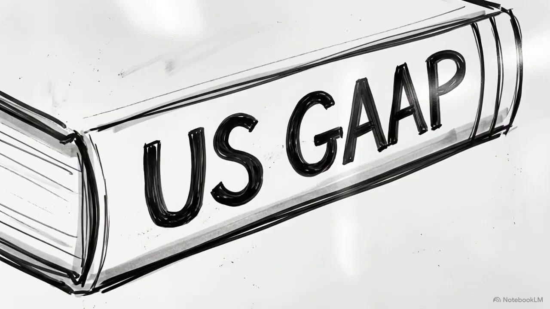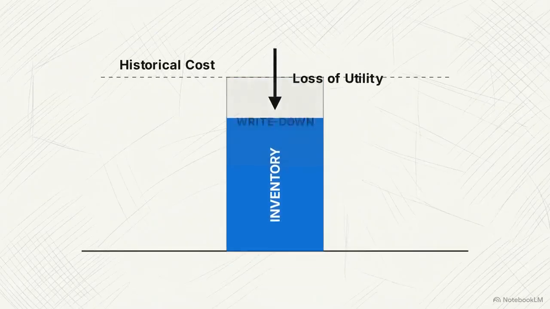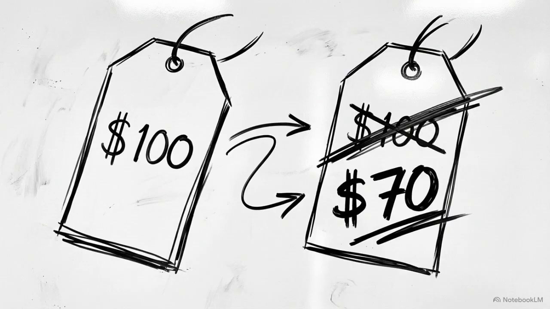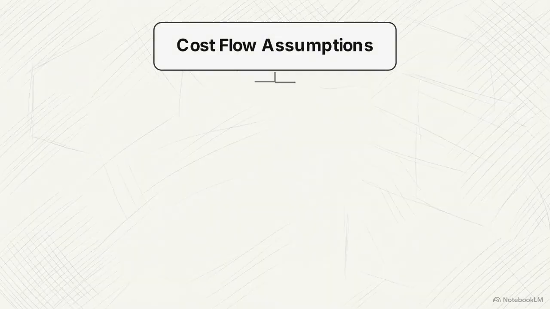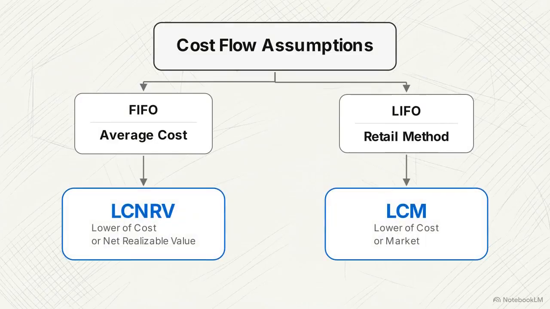GAAP requires intervention. When the utility of an inventory item drops, the company must mathematically write down the asset's value below its original historical cost. GAAP treats historical cost as an initial measurement, requiring subsequent adjustments to ensure the balance sheet reflects the current economic value of the asset. The exact mathematical framework a company uses to execute that write-down depends on the cost flow assumption it chose at the start of operations.